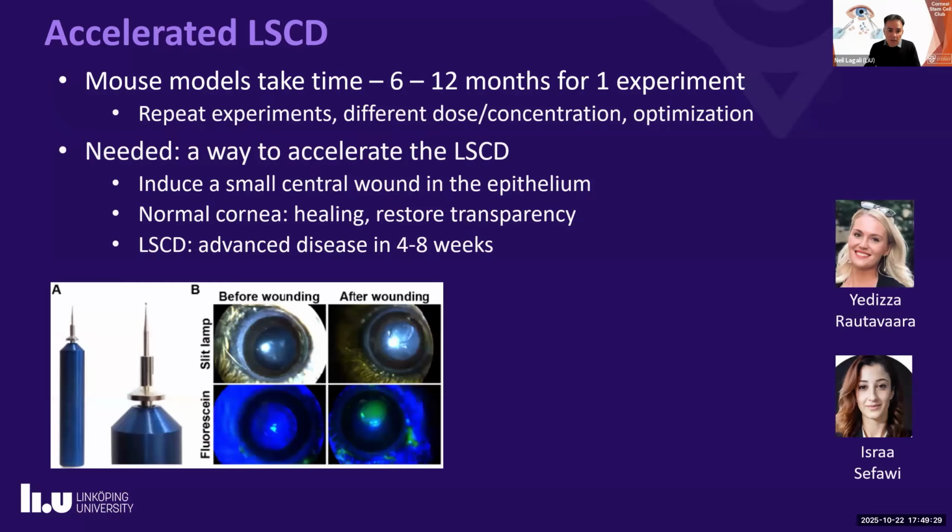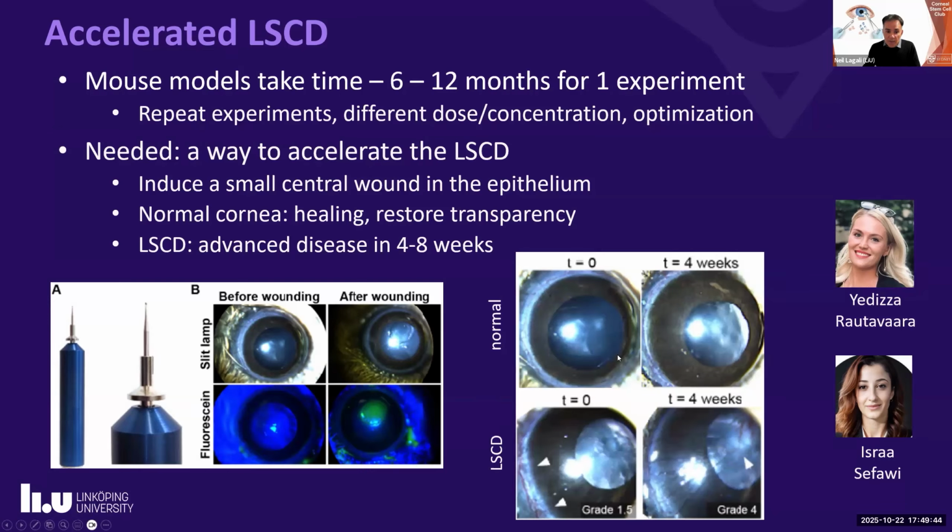So this was done by 2 master students in my lab, where we used this device to create a very precise wound in the central cornea of the mouse, 1 millimeter, where we just remove the epithelium. And in the normal case, after a week, this heals very nicely. But in the lower pictures, you can see in the case of LSCD, after 4 weeks, it advances the disease to an advanced stage with vessels covering the entire eye. So this is a way to speed up the LSCD.